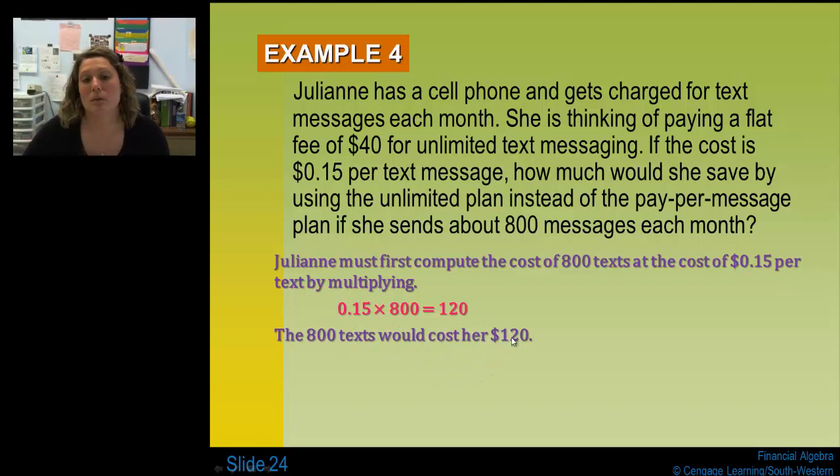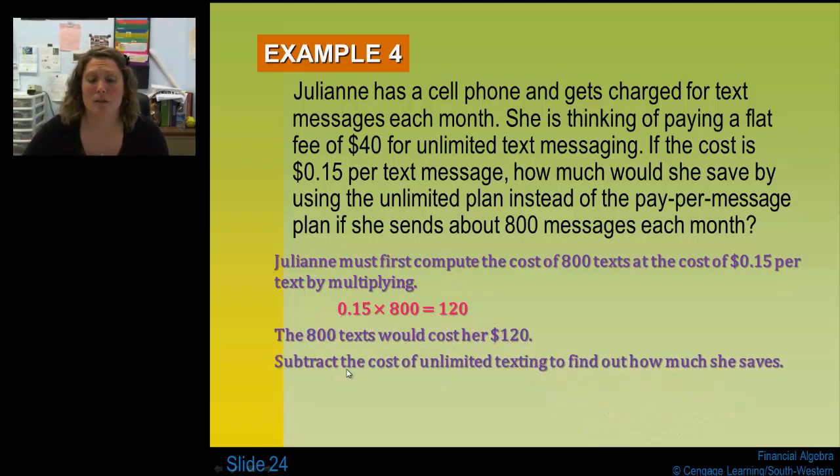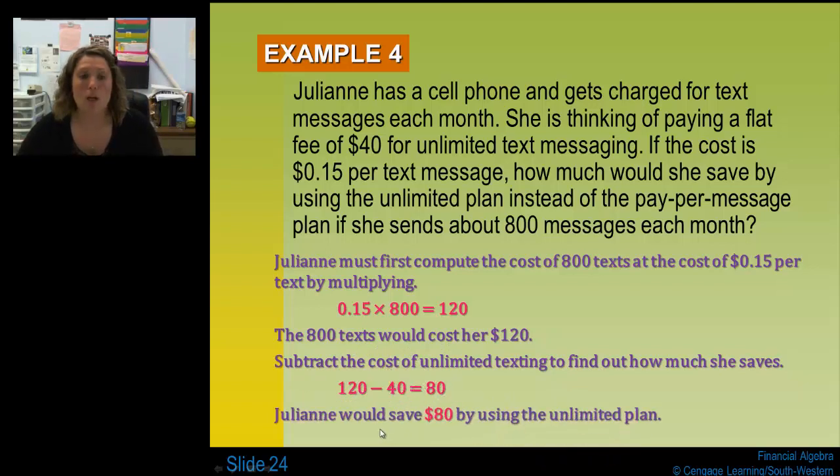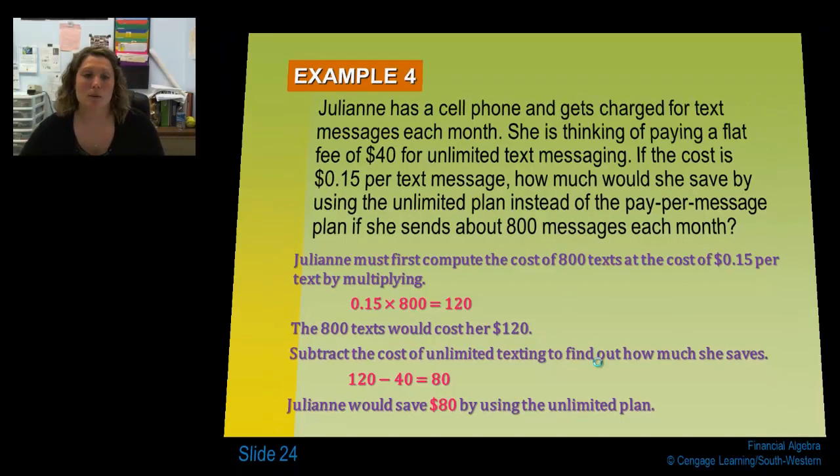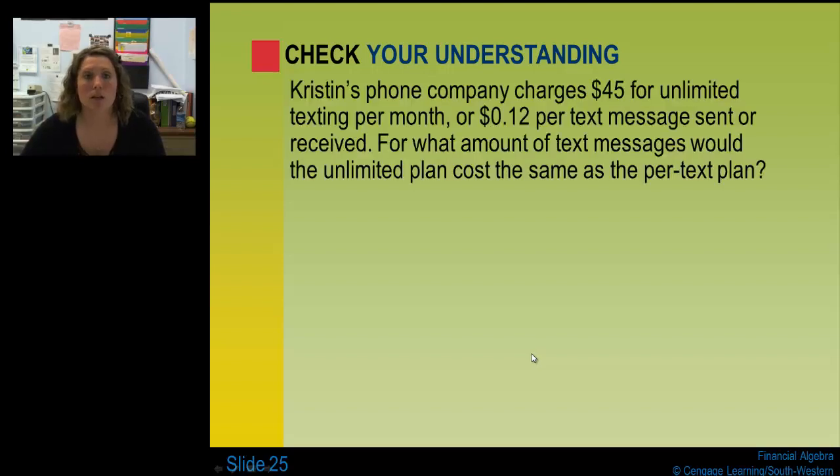So 800 texts would cost her $120. That's a lot of money for text messages. Subtract the cost of unlimited texting to find how much she saves. So 120, take away the 40 that she pays for unlimited, saves her $80. So she would save $80 by using the unlimited plan. That's a huge savings. It makes much more sense to do the unlimited texting for $40 than it does to pay per text message. Check your understanding.